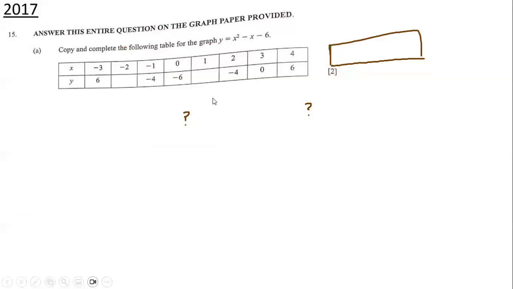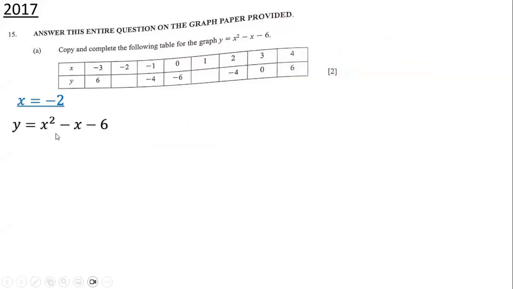So what we're gonna do here is figure out the value of y when x is equal to -2 and the value of y when x is equal to 1. Let's go ahead and do that. The first thing I'm gonna do is say x is equal to -2, and we have to figure out the value of y. We have y is equal to x squared minus x minus 6. That is the equation, okay?